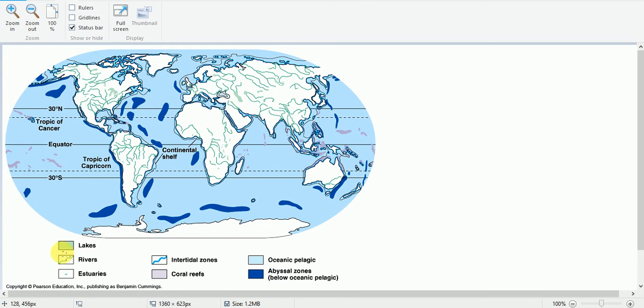See here, these are freshwater. For example, these are lakes. Here also, and then rivers. I think you can see these are rivers. These networks are rivers, and here this is also a lake, the Great Lakes of North America. Then estuaries, for example, here the mouth of the rivers. Then coral reefs. Just see, coral reefs you find here. Then abyssal zones. Actually, these are the seafloor plains.